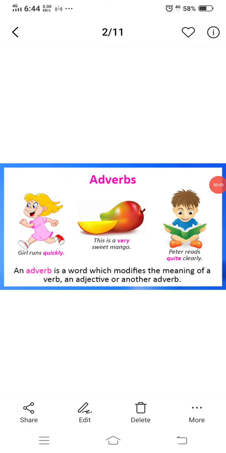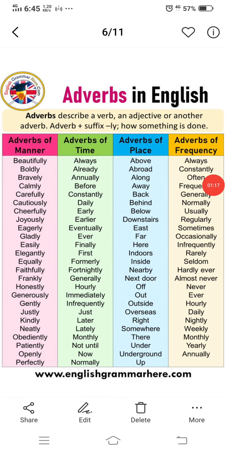As revision, this is adverbs. What is an adverb? An adverb is a word which modifies the meaning of a verb or doing word, an adjective, a describing word, or another adverb. These are some examples of adverb plus the suffix ly, and it tells us how something is done.